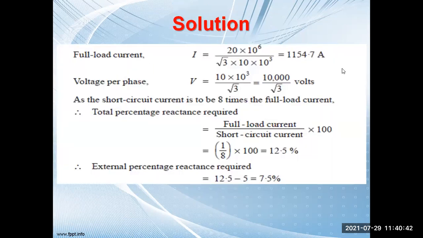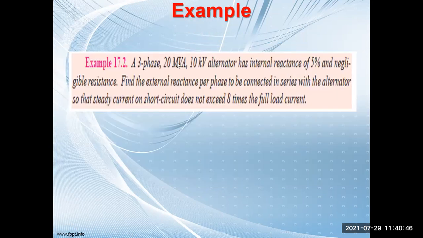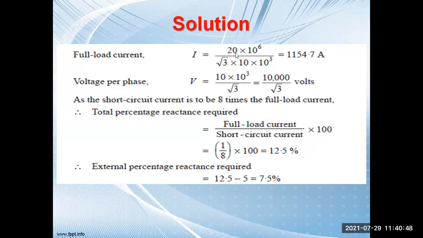So first we'll calculate the full load current. Full load current is 20 MVA and voltage is 10 kV. So 20 into 10 to the power 6 by root 3 into 10 into 10 to the power 3. So you will get the full load current. Now per phase voltage will be 10 into 10 to the power 3 by root 3, because whatever value is given, it is the line to line voltage.